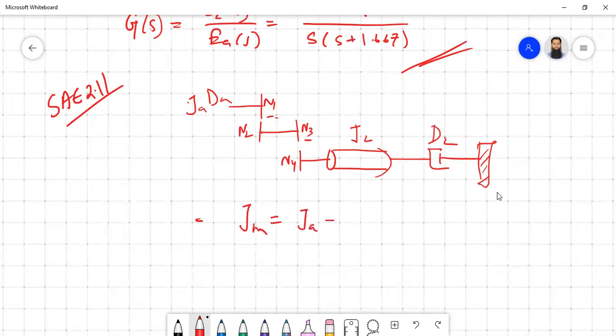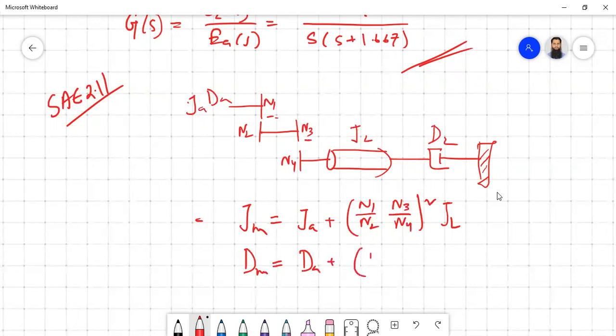JA is already there on the other side. So you'll have N1 by N2, then you have N3 by N4 whole square JL. Similarly, dm will be also the same thing, dA plus N1 by N2 into N3 by N4 whole square dA. So this is a 2 gear system, so it is not a big problem, I think.